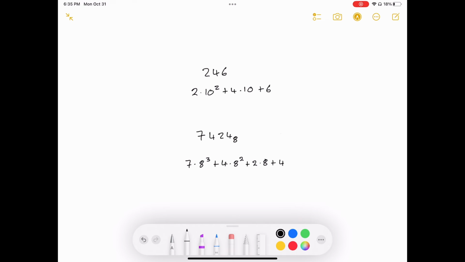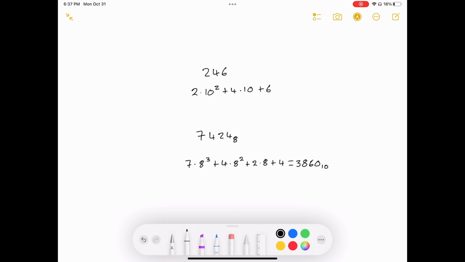Now, to convert this into base 10, we simply have to evaluate. Using a calculator, we can quickly find that this number in base 10 is equal to 3,860 in base 10. So here we've just converted the number 7,424 in base 8 into base 10 to find its equivalent number.